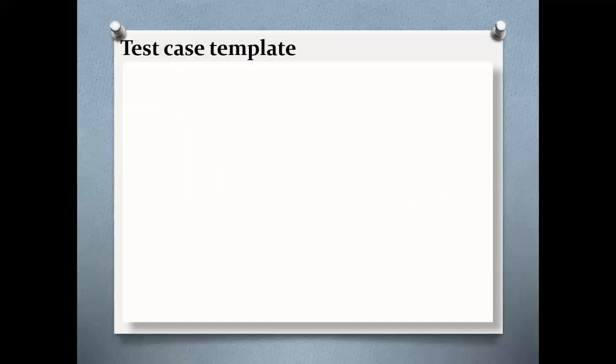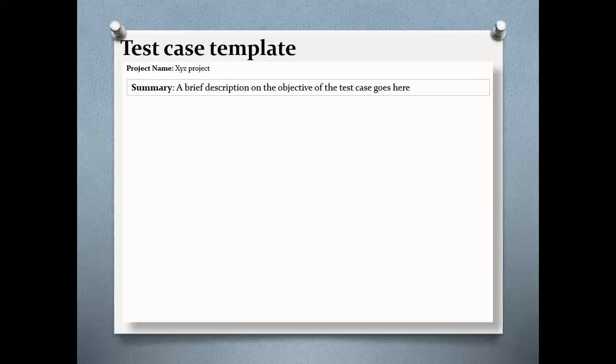Let us discuss the main sections in a test case template. However, normally a test management tool is used to document and execute the test cases. Project name: the name of the project for which the test case is identified is also mentioned in the test case document. Test case summary: it is the objective of the test case. Test case ID: the unique identifier which represents the test case.